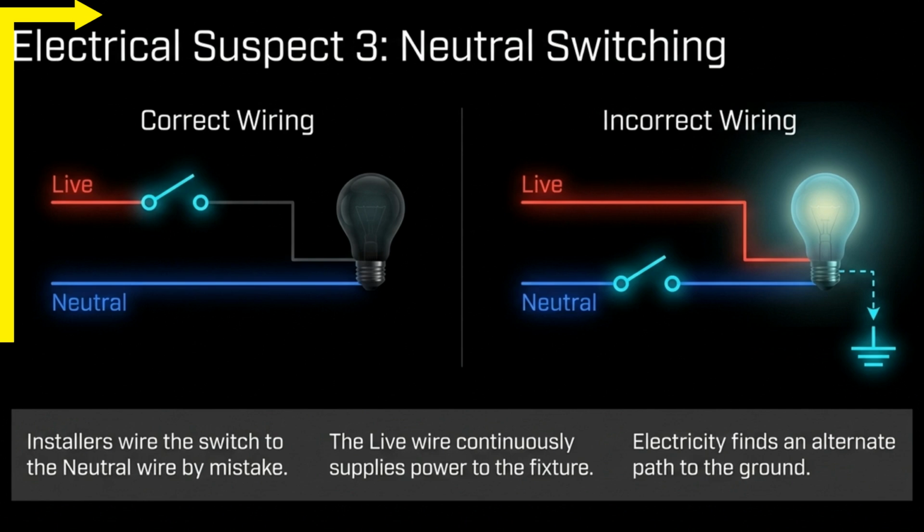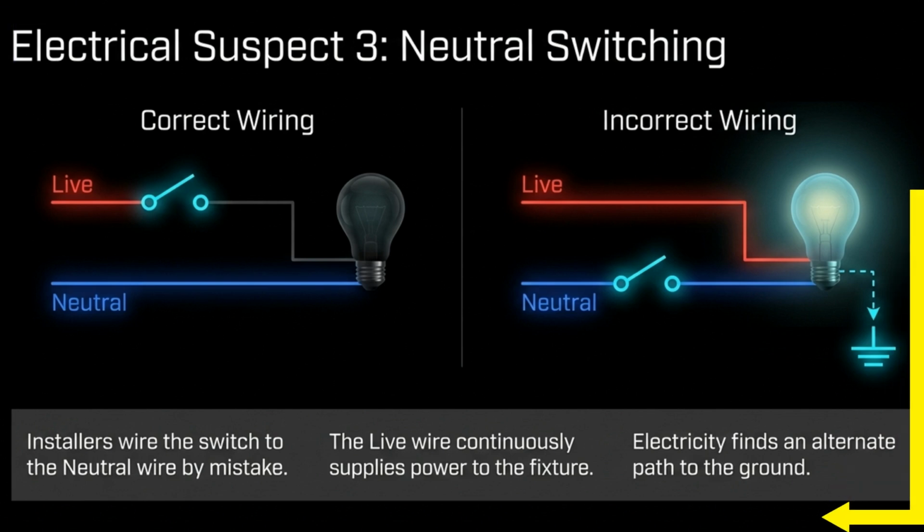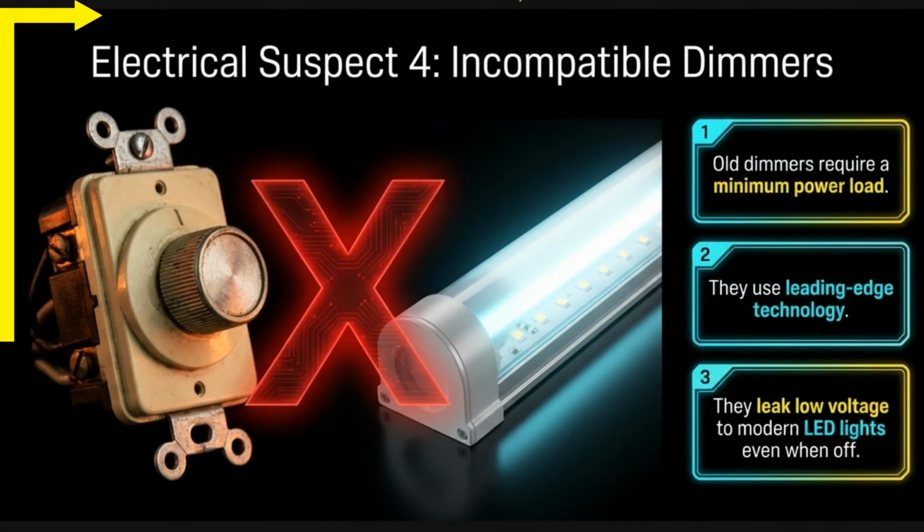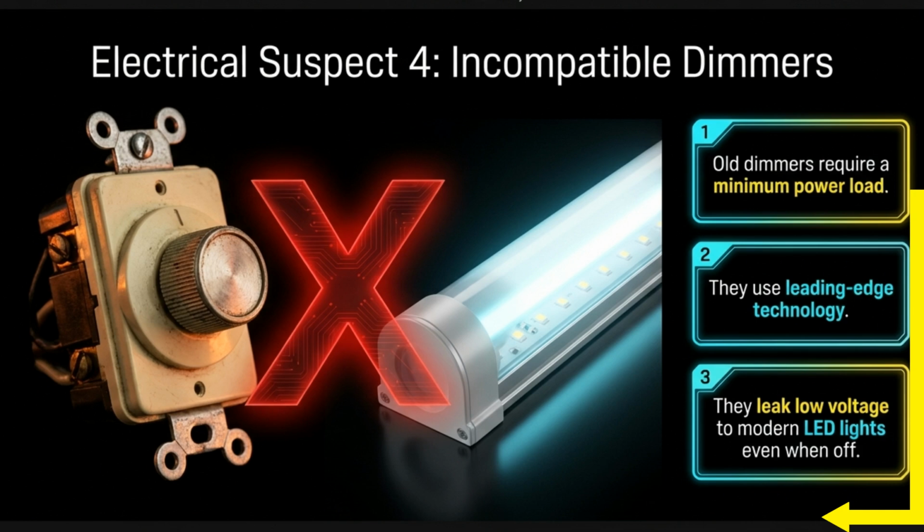Electrical suspect number 3 is neutral switching, which is incorrect wiring. When the switch is wired to the neutral wire by mistake, the live wire continuously supplies power. With continuous live power, electricity finds an alternate path to the ground, which is enough to keep the LED fixture faintly illuminated. The final electrical suspect is incompatible dimmers. Old dimmers require a minimum power load and use leading-edge technology that can leak low voltage to modern LEDs, even when off.